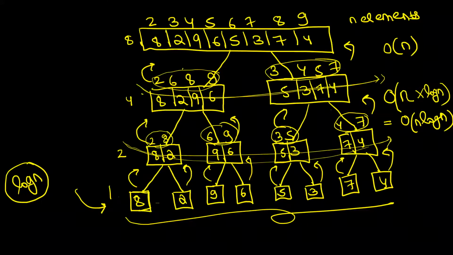Someone asked what happens if the size of the array is odd? Nothing will happen. One of the parts will have a smaller size and the other part will have a bigger size. When we were performing merging of 2 different arrays, did I put a condition that both have to be of the same size? No. So it will work even if you have an odd length array.